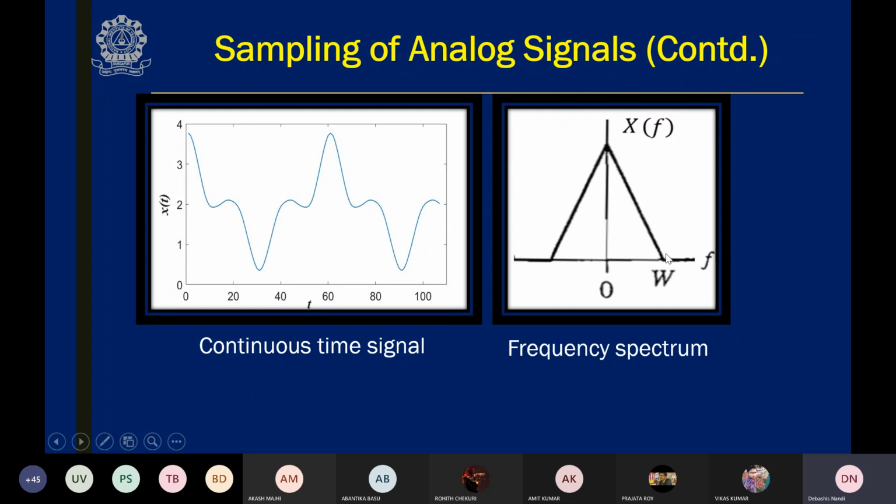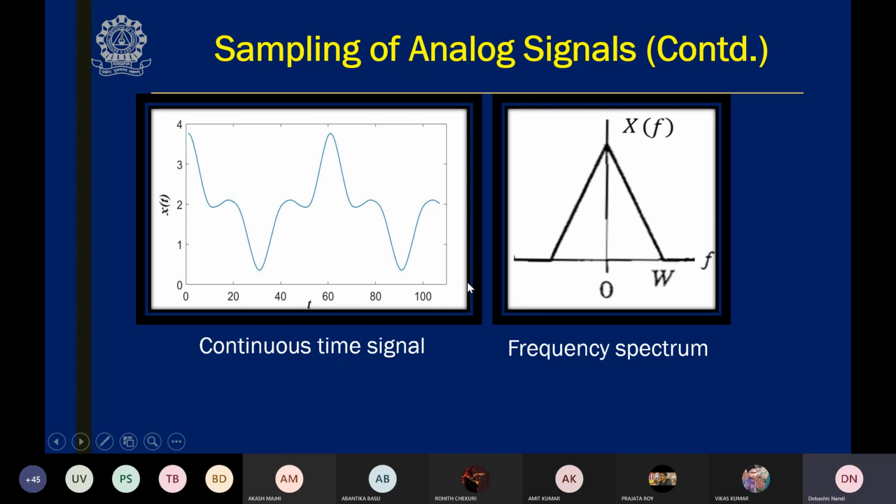This means the bandwidth is from 0 to W. The negative part is the replica of the positive part, so it is not required to mention, and negative frequency components are not physically realizable. Therefore, the bandwidth of the signal is W. And this kind of signal is called a band limited signal, because its bandwidth is limited up to W.